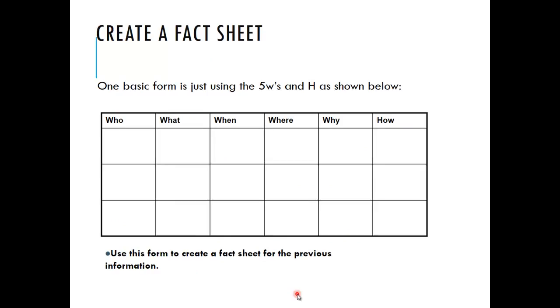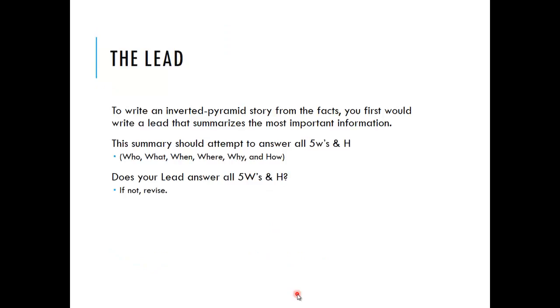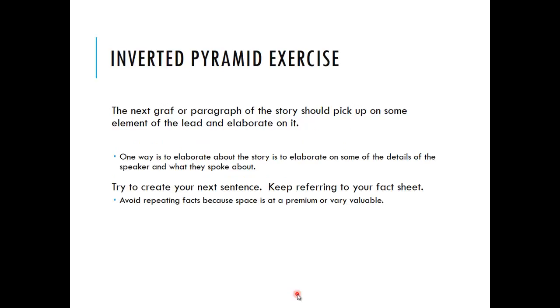From there, I want you to create a fact sheet. All right, and on the fact sheet, like we've done before, just add the who, what, when, where, why, and how. All right, and then I want you to look for that information in their speeches. And then from there, I want you to write a lead, as we've discussed. And then from there, I want you to practice the inverted pyramid exercise.